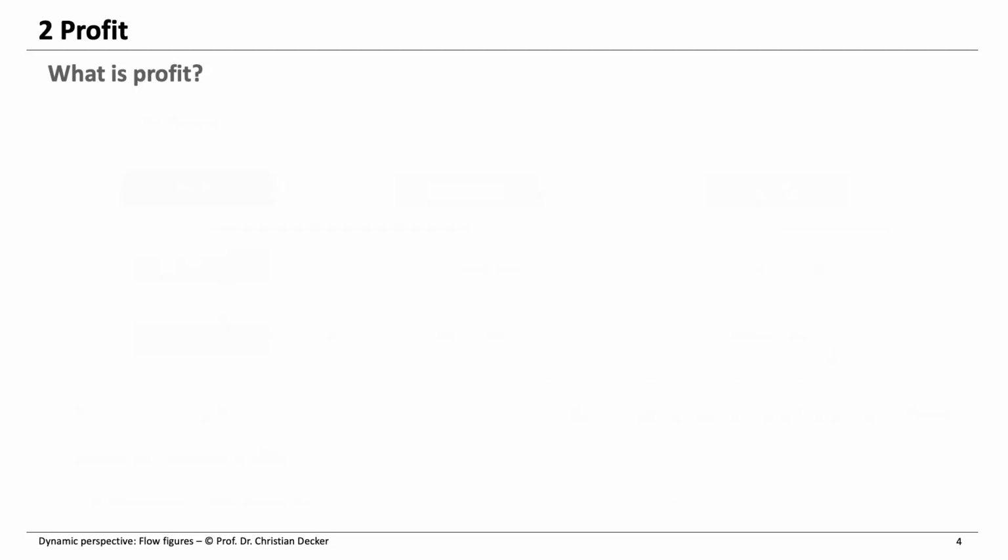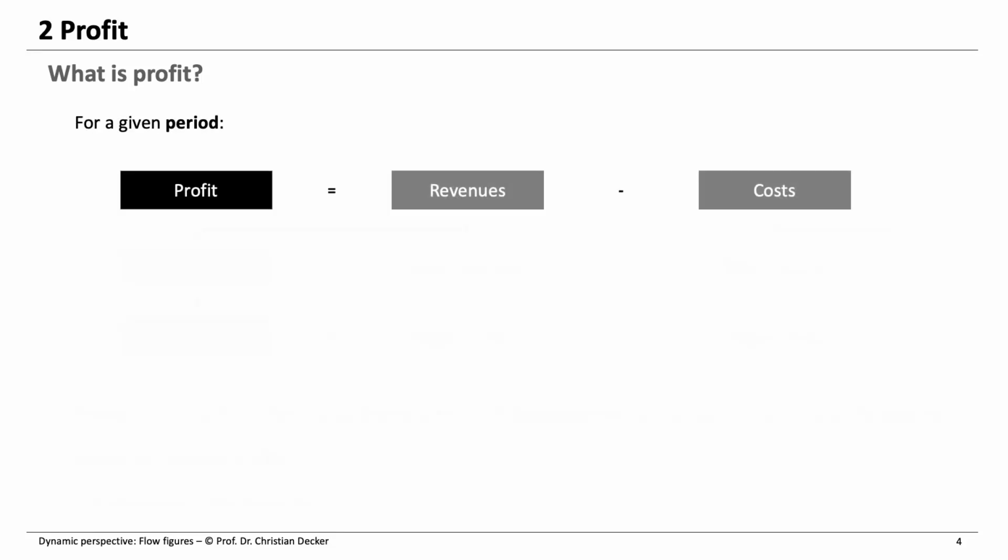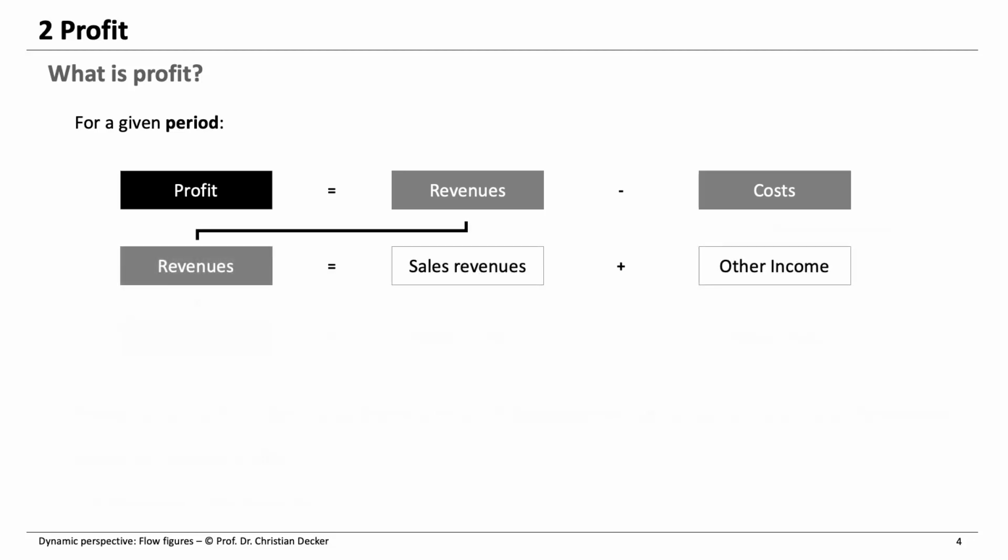The first flow figure to be examined is profit. What is profit? For a given period, profit is equal to revenues minus costs. Revenues are equal to sales revenues plus other income. What is the difference between sales revenues and other income? Let us look at an example.